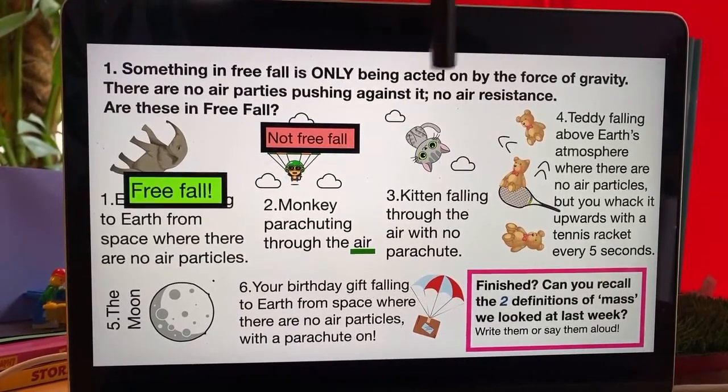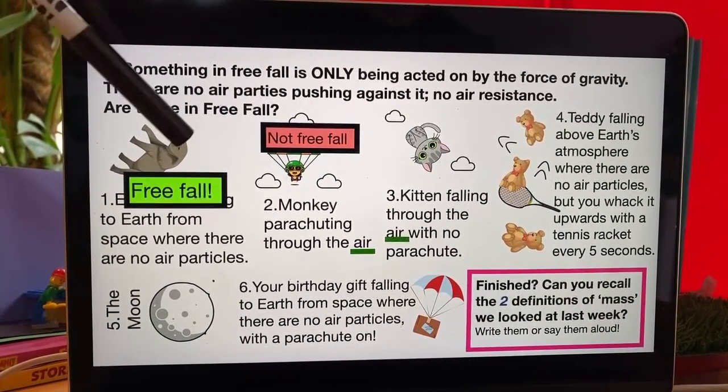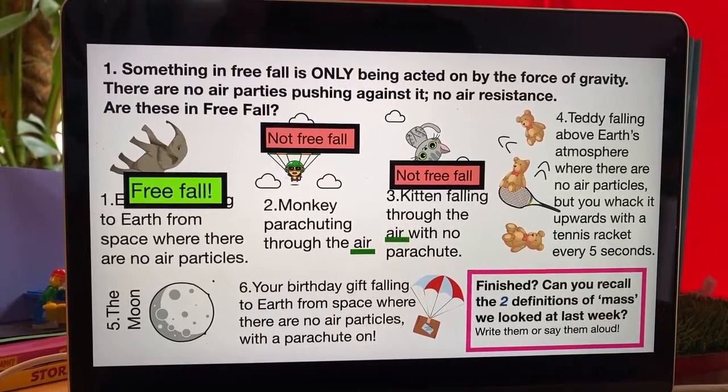A monkey parachuting through the air. Well, the air was the clue there. It's definitely not in free fall. Air resistance will be pushing up against the parachute. A kitten falling through the air with no parachute. There are still air particles there. Not as many air particles as pushing up on the parachute, but that kitten has still got air resistance acting against it, so it's not in free fall.